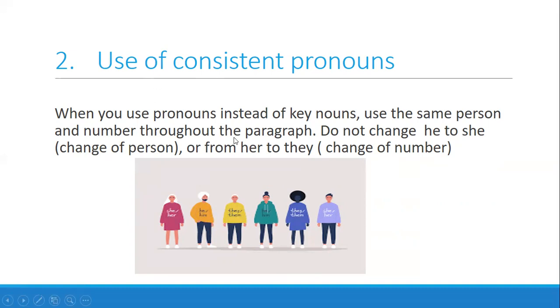Otherwise, the reader has to go back and actually find out who this person is. Is there a change of number? Is there a change of person, or have you actually made a mistake, right? Okay, I'm going to move on to my next slide.